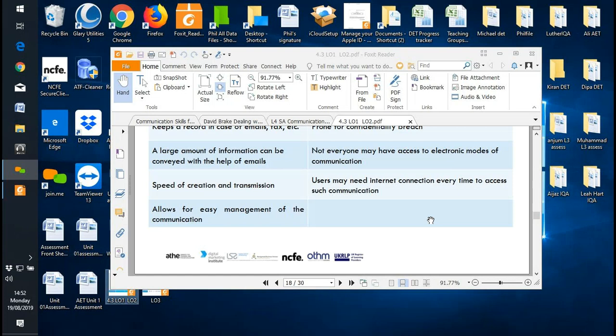And it allows for easy management of the communication, because considering email, you can send attachments with it that can actually replace graphics by giving more information in a graphical sense, if you like, as an attachment, rather than just sending the actual printed email.